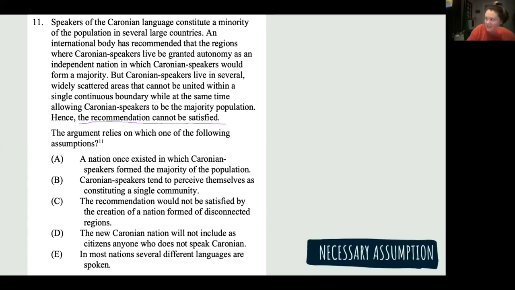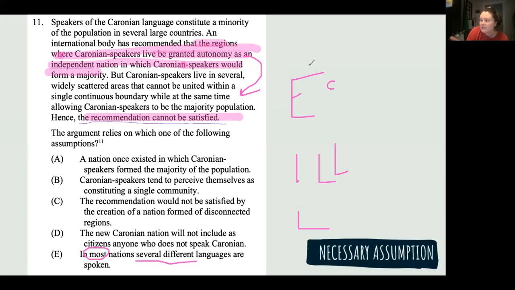All right, so let's start with E and work our way up. We have our conclusion here that the recommendation cannot be satisfied. And the recommendation is that the regions where Curonian speakers live be granted autonomy as an independent nation in which Curonian speakers would form a majority. So that's our support. E says in more than 50% of nations, several different languages are spoken. We don't care if there are several different languages, or what if it's just English, which is overpowering the Curonian language? Does it matter? It literally doesn't matter.